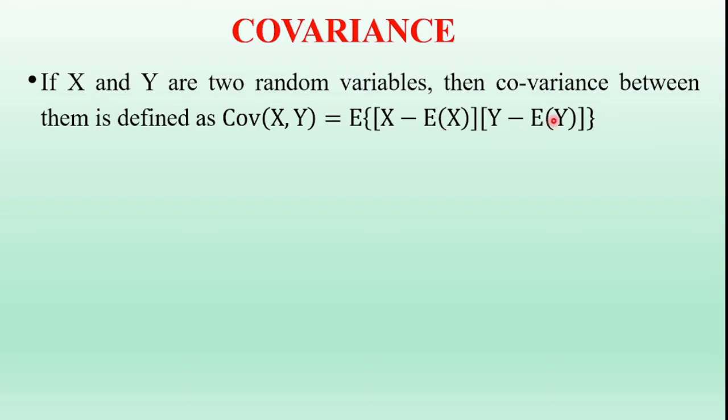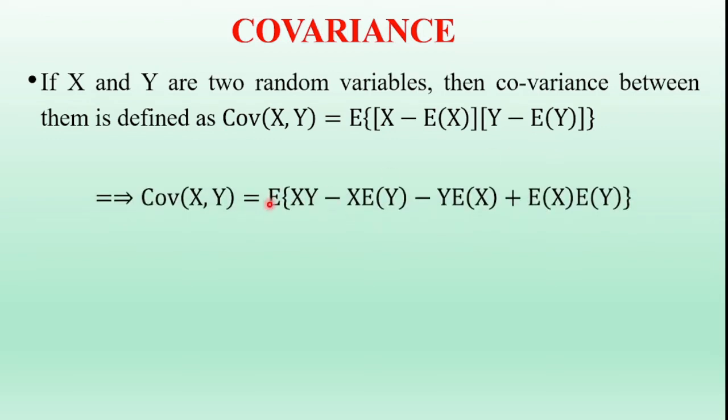Expectation of Y is the expected value of the random variable Y, that is the first moment of the random variable Y. Now, multiplying the terms within the brackets, (X minus E of X) into (Y minus E of Y), we get four terms: expectation of XY minus X E of Y minus E of X Y, minus into minus plus E of X E of Y. Multiplying these two terms, we get the four terms shown here.